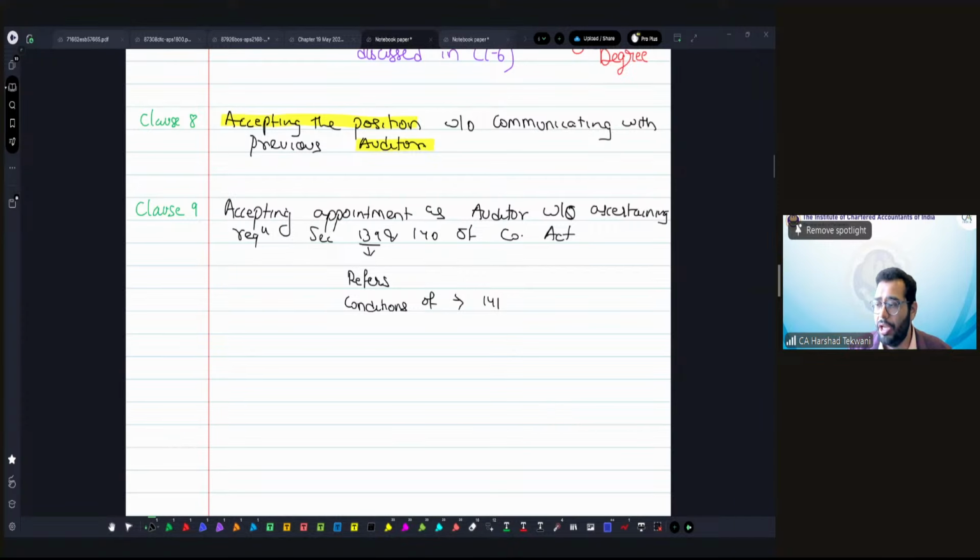There is a detailed procedure already given, and that detailed procedure is required to be followed for the removal of the auditor, or for not reappointing the retiring auditor. You need to follow that. You need to make sure that procedure has been followed. So that was pretty much clause 9. Straightforward. It is linked to sections 139, 140 and 141. Any doubt?